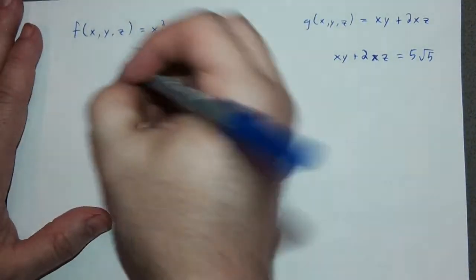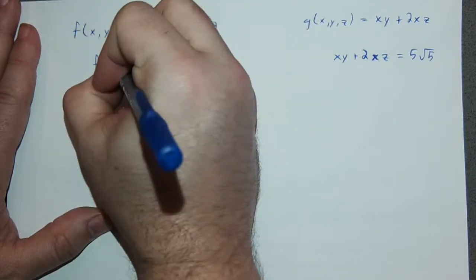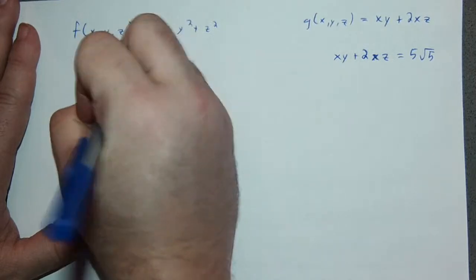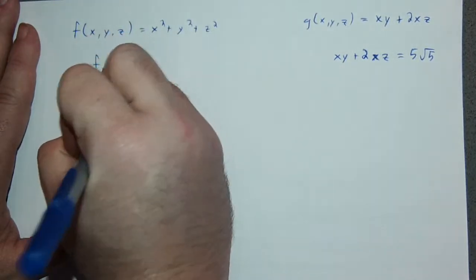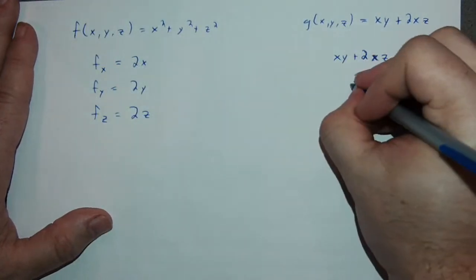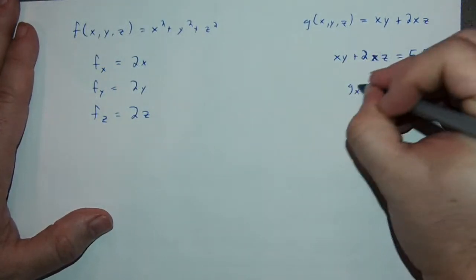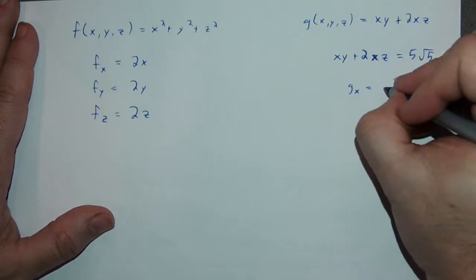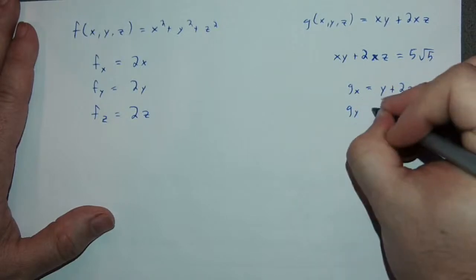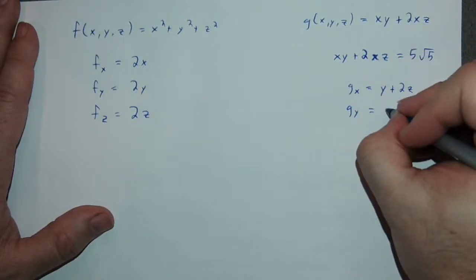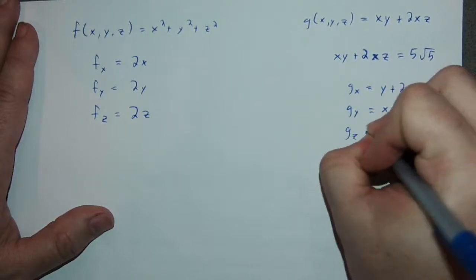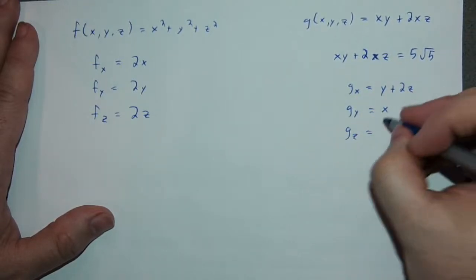Now I compute the x, y, and z partials of f. The x partial of f is 2x. The y partial of f is 2y. The z partial of f is 2z. It's easy enough. Let's compute the x, y, and z partials of g. The x partial of g is y plus 2z. The y partial of g is x. And the z partial of g is 2x.